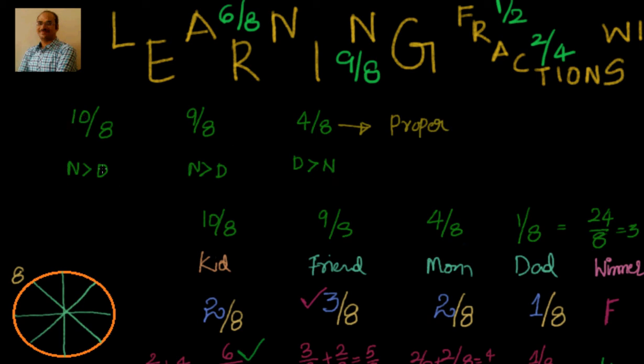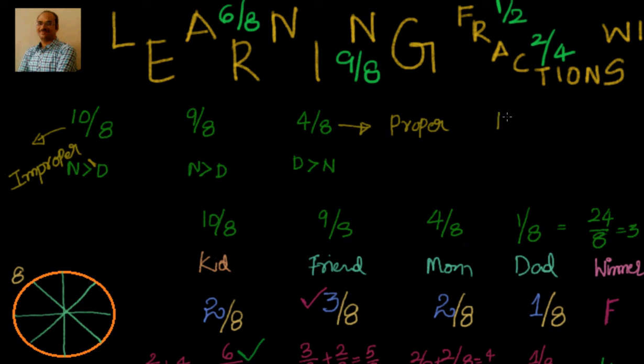Now, we should have some name for this also. Yes, where you have numerator greater than or equal to denominator, they are called improper fractions. Proper fractions, improper fractions. Okay, right. And also you can see that improper fractions are always at least greater than one whole part.